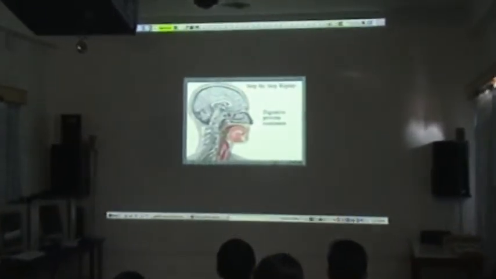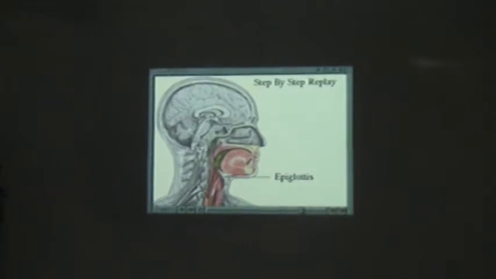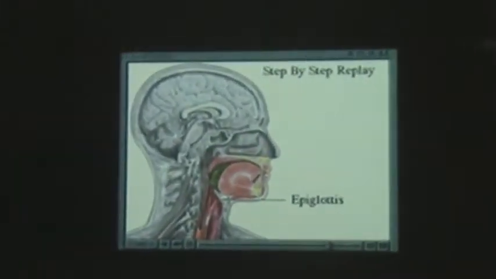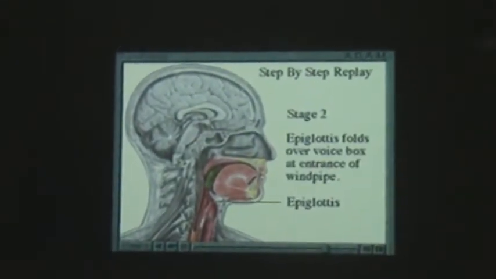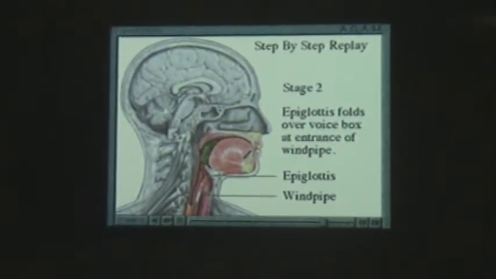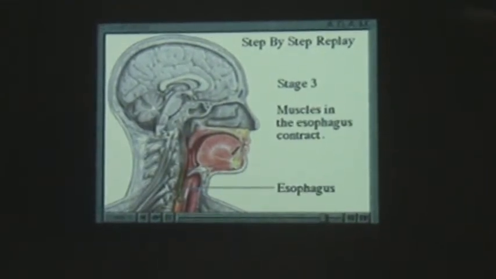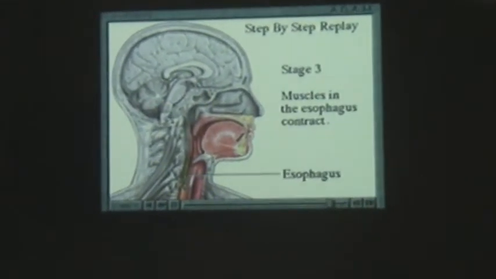Now, Adam, just continue with the digestive process. Okay. There's my epiglottis. It's an important small flap of tissue. In the second stage of swallowing, it folds over my voice box at the entrance to my windpipe. That way, food doesn't go down the wrong way. In the final stage, my esophagus contracts and moves food toward my stomach.